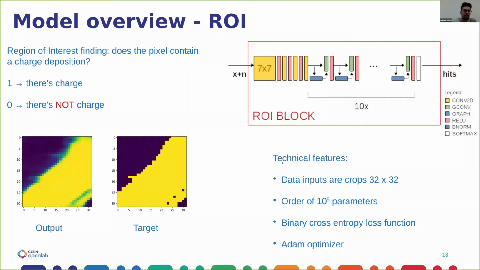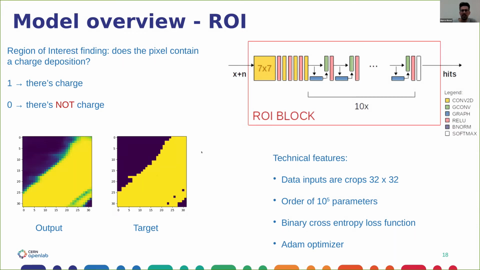In these plots, you can see the output of a trained ROI block and the target. For the color coding, yellow means 1, so signal inside, and violet means no signal. The output is given by a softmax layer, so we have to cut this kind of output with a threshold in order to have the final output that I show you after.